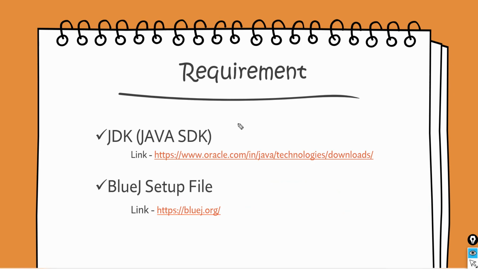To install JDK, we have to visit this site. JDK is a software given by oracle.com, and for BlueJ installation, we need to download the executable from the BlueJ setup file. These links will be given in the description of this video, so don't worry, just see how to install it.